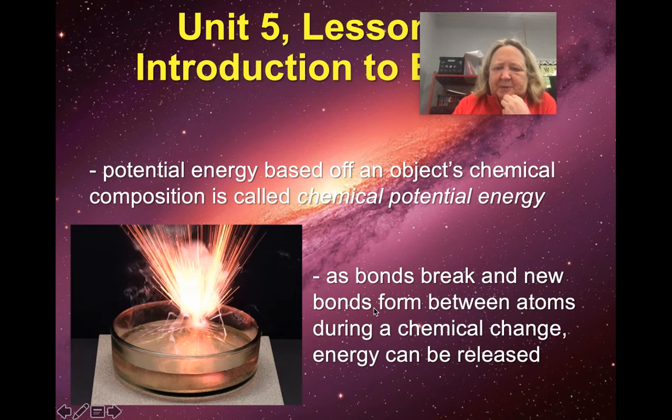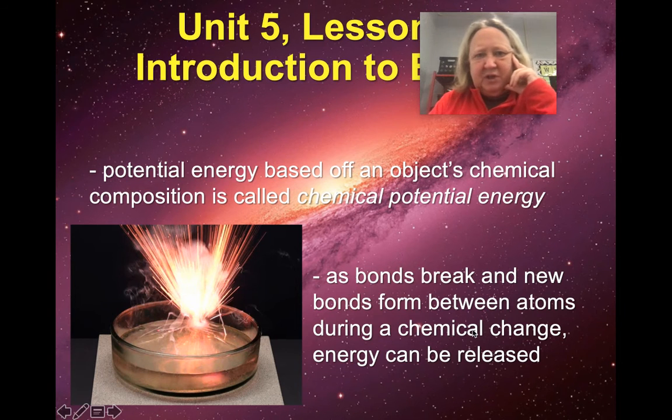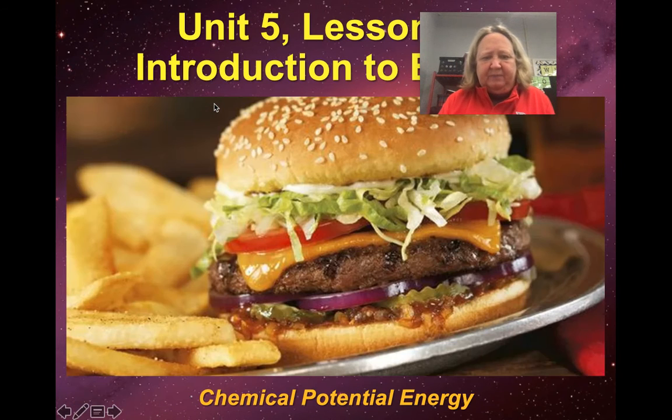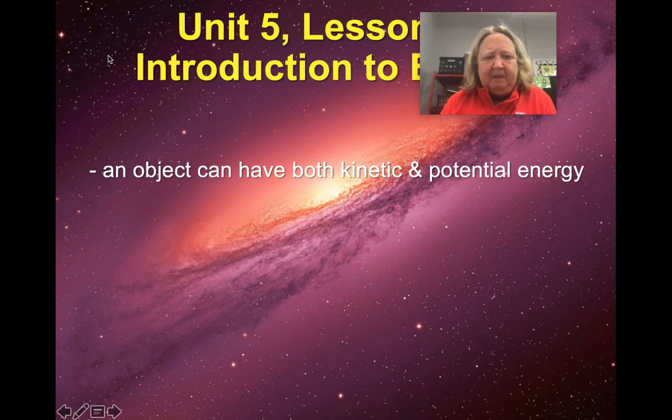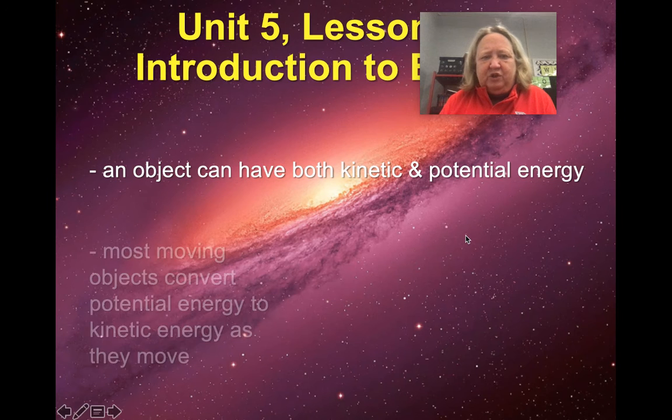So as bonds break and new bonds form during a chemical change, we're going back to those chemical changes again. Okay. Energy is released. That's one of the major signs of a chemical change. Of course, food. Okay. As you eat the food, that turns into potential energy in your body. All right. And yes, an object can have both kinetic and potential.